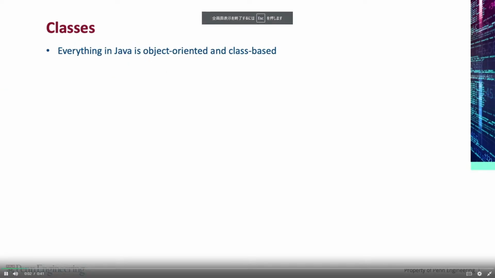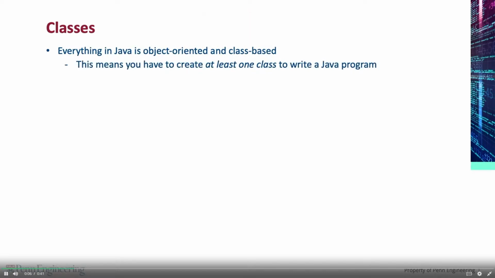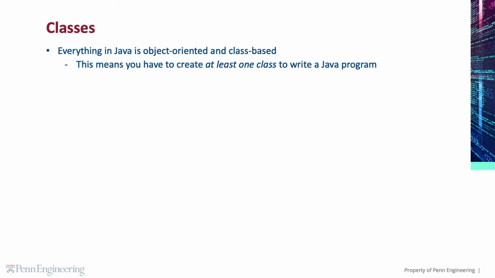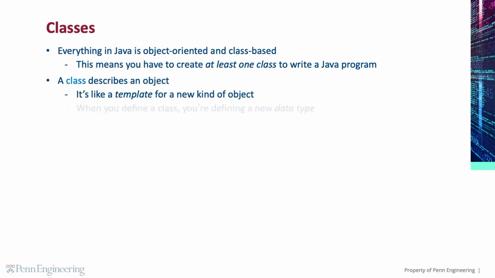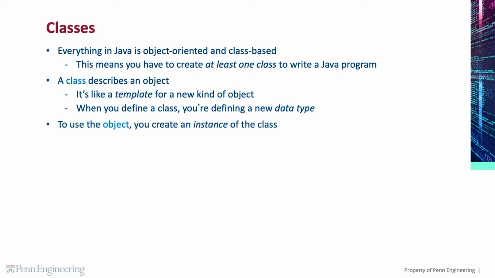Everything in Java is object-oriented and class-based. This means you have to create at least one class to write a Java program. A class describes an object. It's like a template for a new kind of object. When you define a class, you're defining a new data type. To use the object, you create an instance of the class. It's a very similar concept in Python.